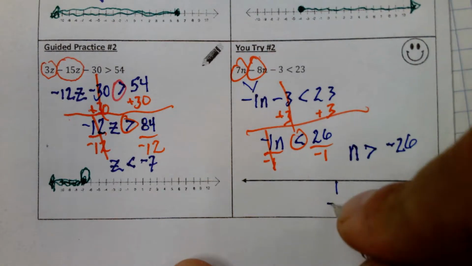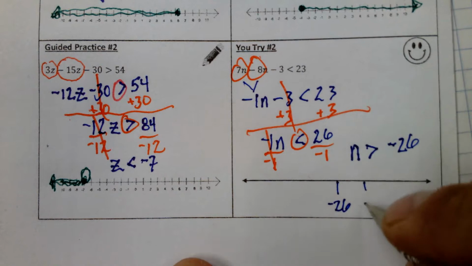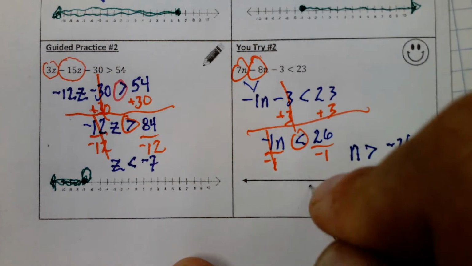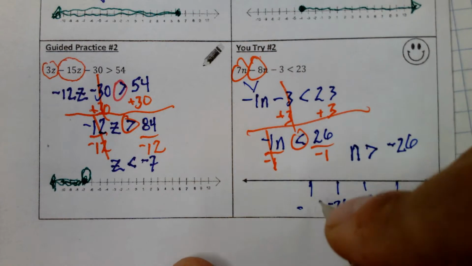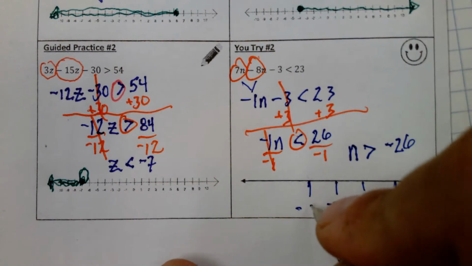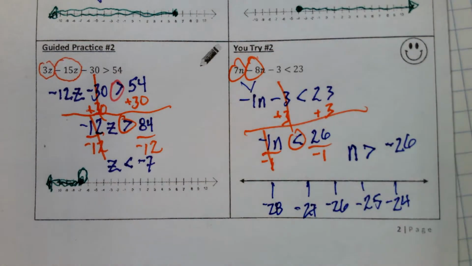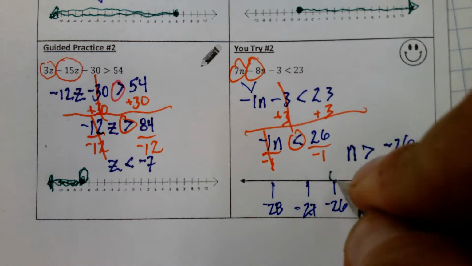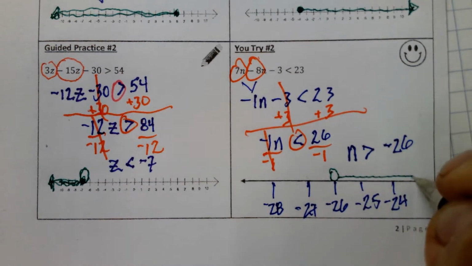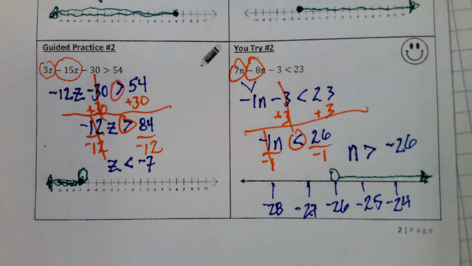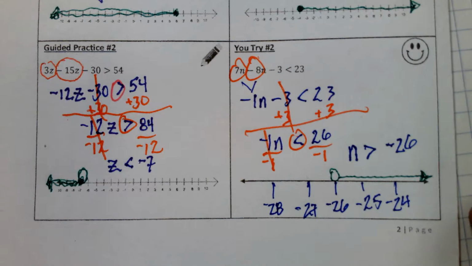And for the graph, negative 26, negative 25, negative 24, remembering we're on the negative side. Negative 27, negative 28. That's good enough. And we want an open point again, and all numbers greater than that. Okay. All right. Any questions?